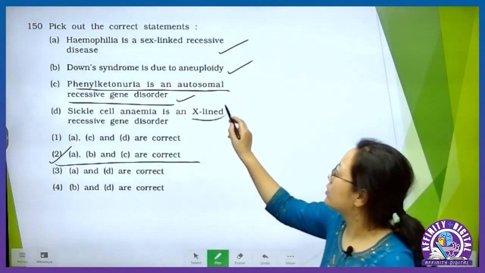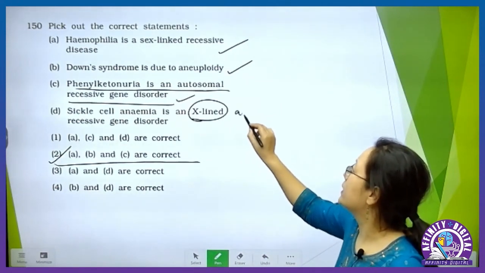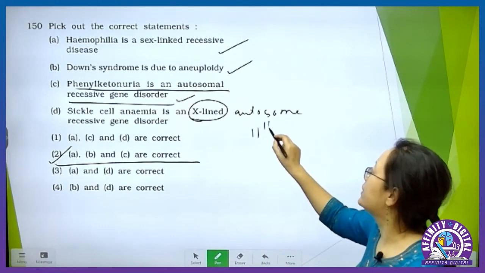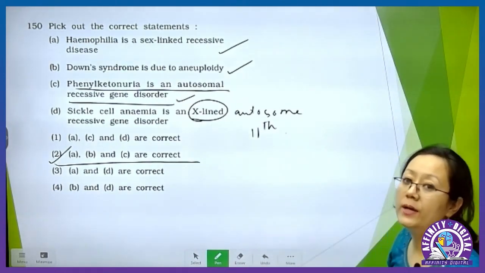Sickle cell anemia is not X-linked. It should be autosomal. It is located on chromosome number 11. Okay. Thank you then.